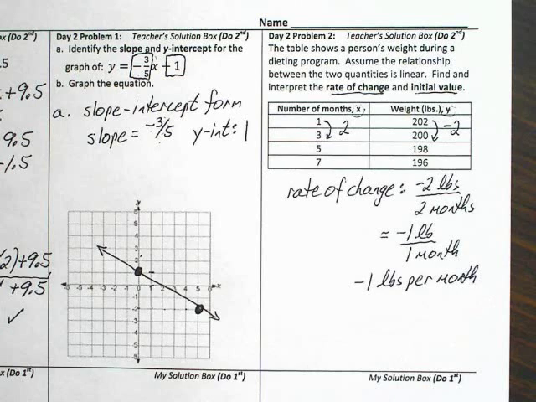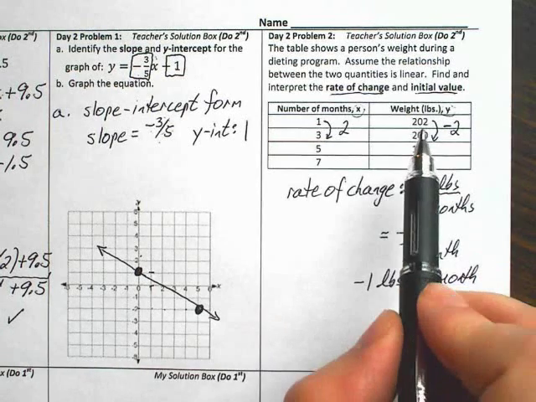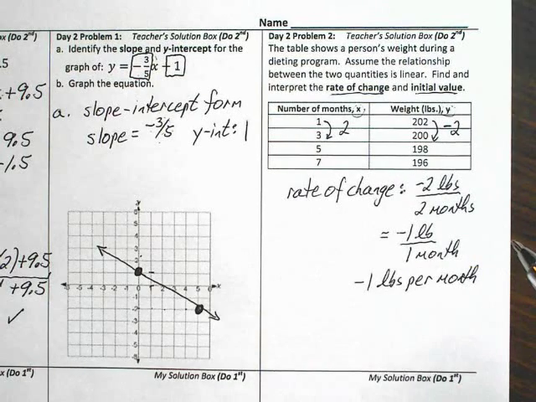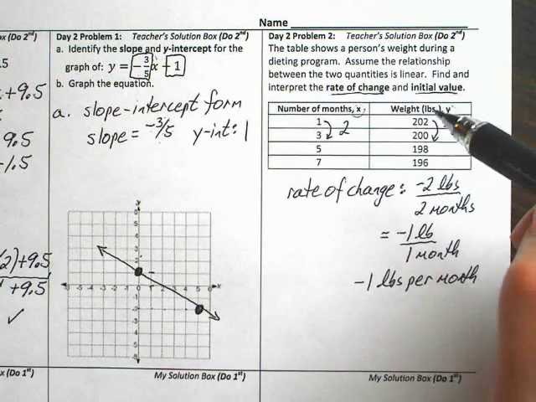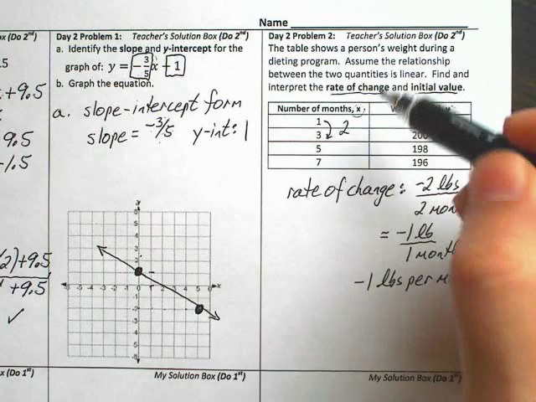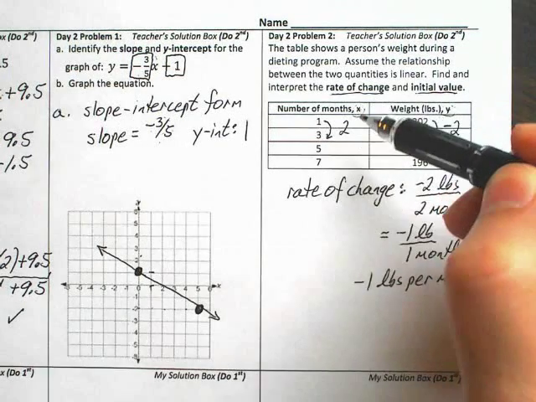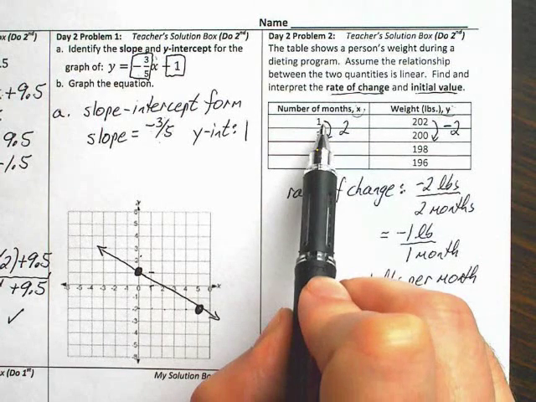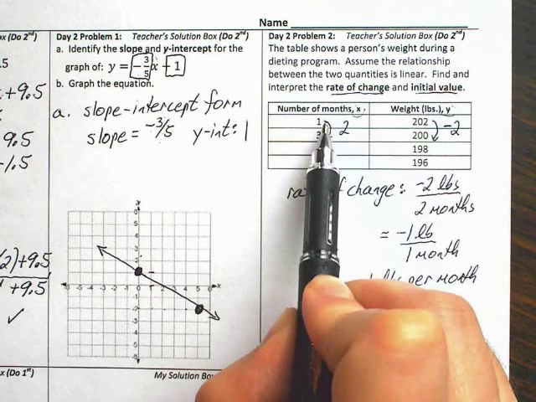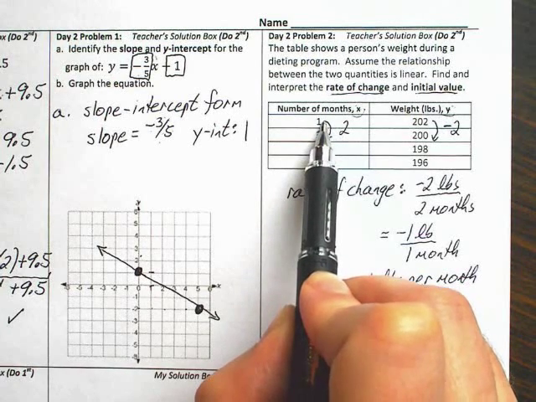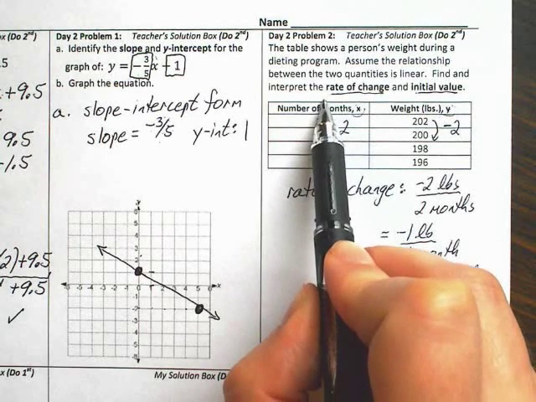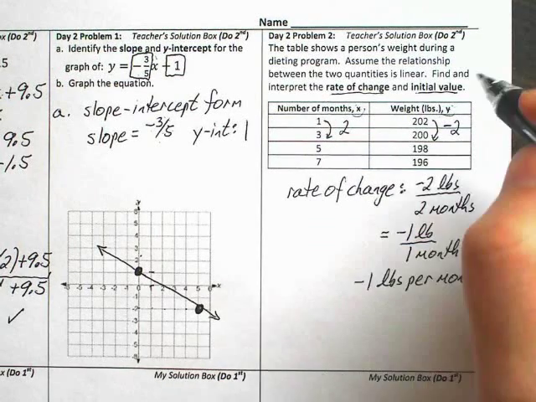Now the initial value. The initial value is what is the person's weight to begin with before they start the dieting program. In terms of symbols, that's asking what is the value of y when the value of x is 0. Now in the table, we don't know a row that has x is 0. Our first row given to us is x is 1, but we could work backwards just that 1 month back to get x is 0.